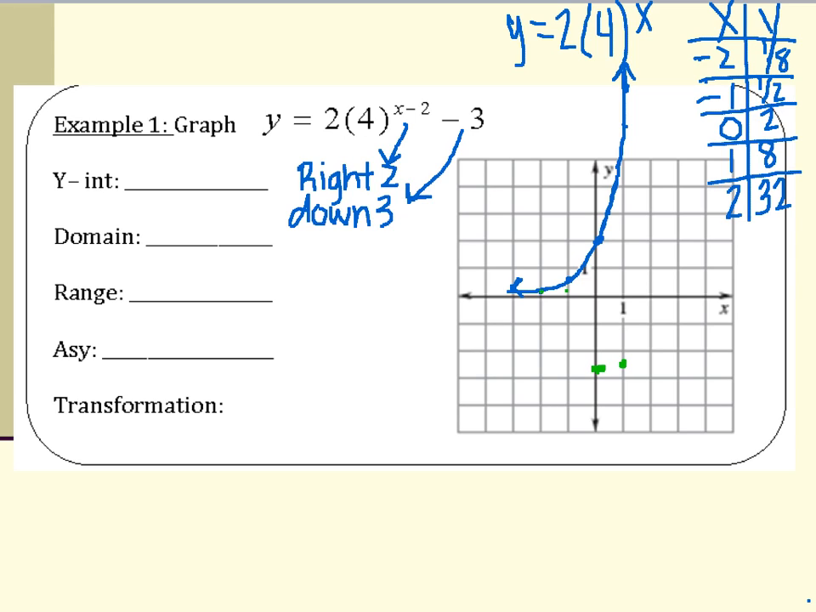Let's take this next point. We're going to go right 2, 1, 2, and down 3. 1, 2, 3. So our new point's going to end up right there. Okay, and then our last one was up here. We're going to go right 2, 1, 2, and down 3. 1, 2, I think it would be right about there. So come right about here. So here, this is our new curve.